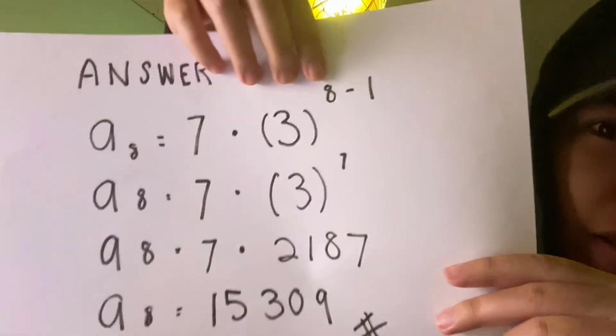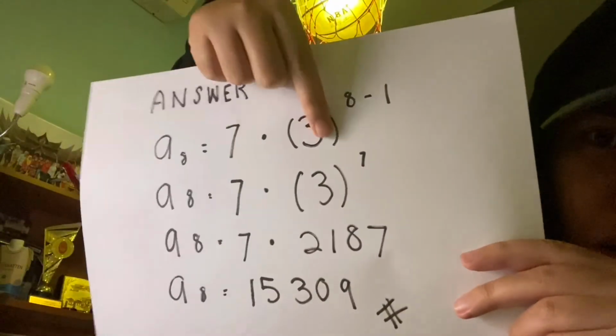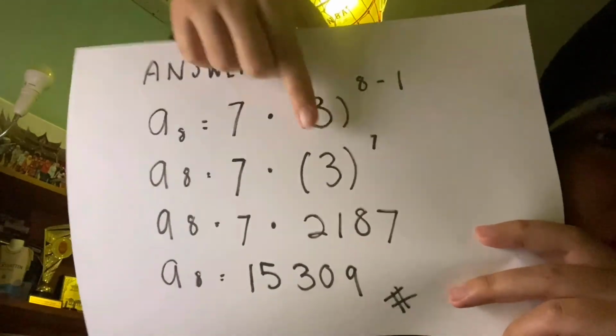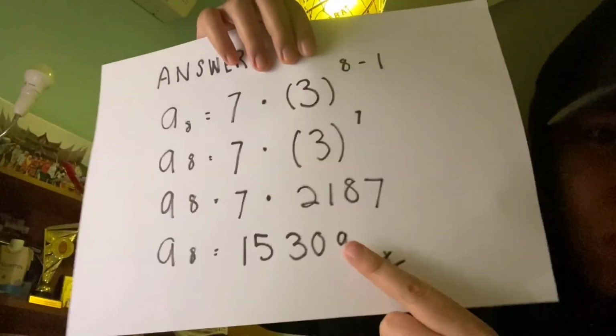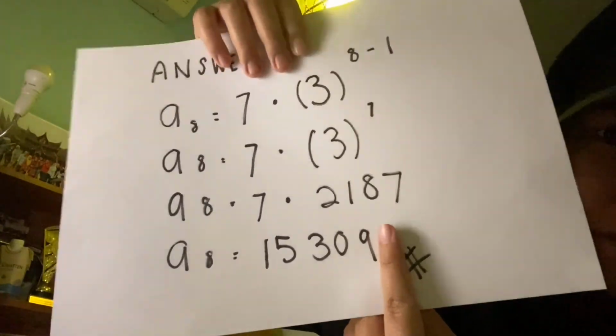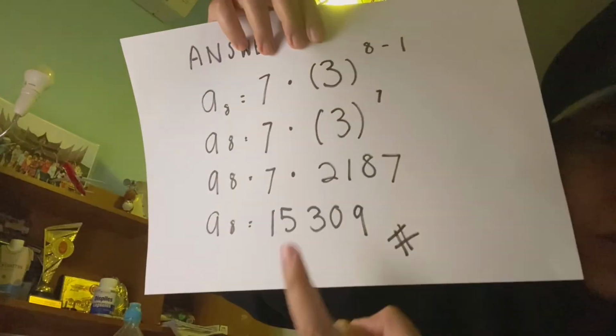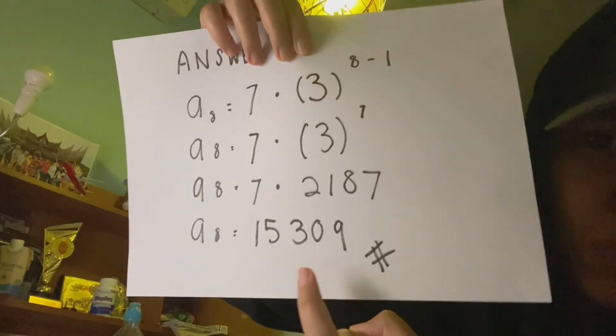So the first thing I did is 80 minus 1, which obviously equals 79. And I solved this one first, which is 3 to the power of 79, and I got 2187. And the last part I did was just multiply these two numbers, and I got 15309. The next one, time lapse.